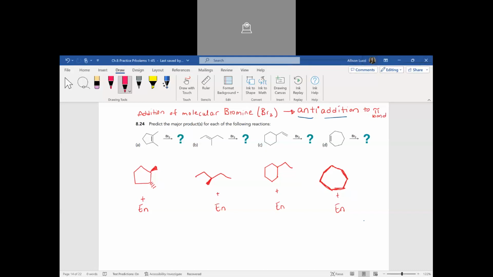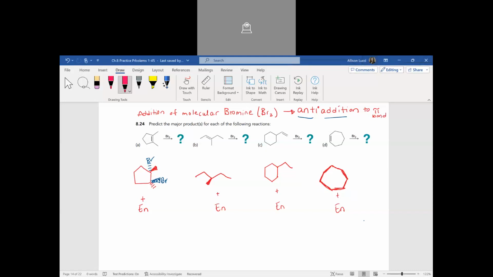So for A, when we add bromine to our double bond, we're going to see, so this methyl group is on a wedge, this bromine would be on a dash, and then we would have down here with that methyl group on a dash, this bromine would add on a wedge. So this is our first product plus the enantiomer for molecule A.